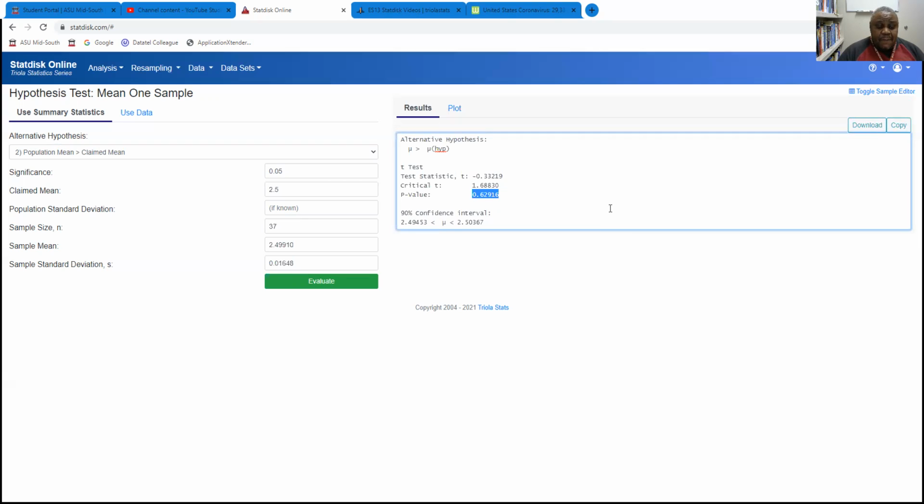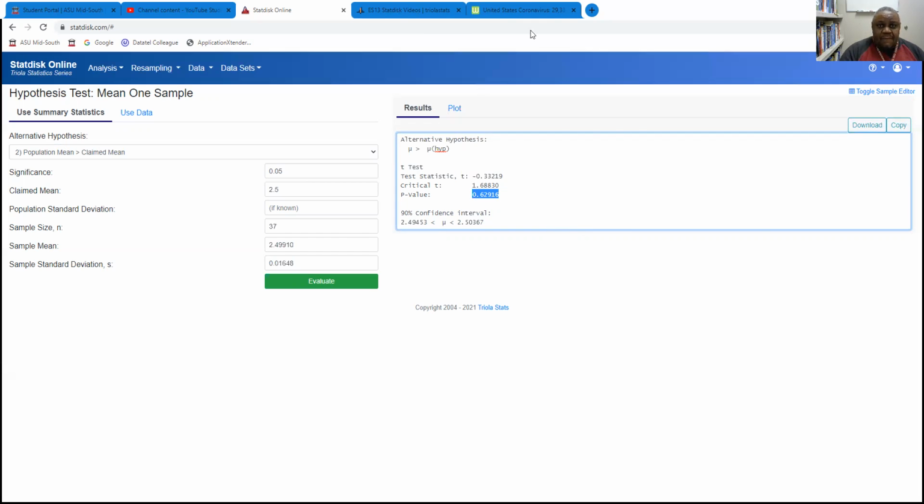So if we fail to reject the null hypothesis, then our conclusion, which is the next thing they're going to ask you, is that there is not sufficient evidence to support the claim. Because in this case, our claim is the alternative hypothesis, and we fail to reject the null hypothesis. So there's not sufficient evidence to support the claim that the sample is from a population with a mean weight greater than 2.5 grams. Okay, that's how you pretty much interpret that.